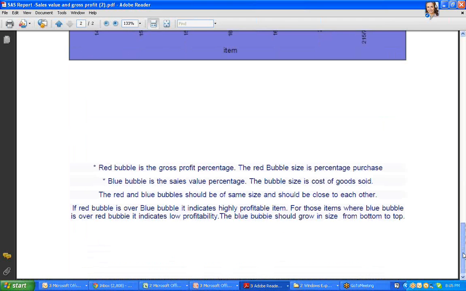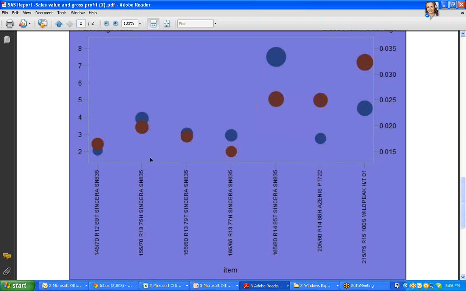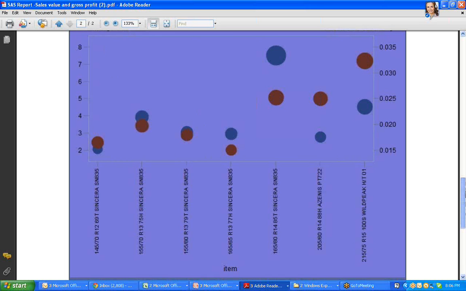So that is what this thing is. And similarly, the blue bubbles should actually increase in size going from the bottom to the top. So that trend has to be maintained. That means this is a larger bubble than this, and similarly, the red bubble should actually reduce in size going from bottom to the top. So that's how it is.